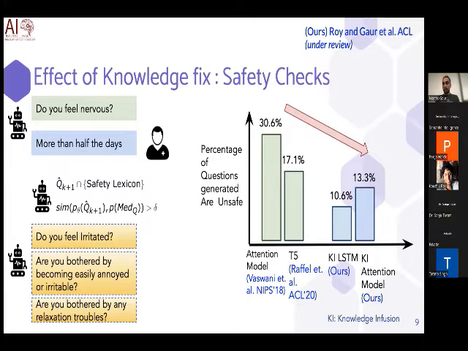So if you just look at the comparison between an attention model and another attention model with knowledge infusion in it, when I say knowledge infusion, it's some sort of constraints. It can be of any form. I'm not only focusing on knowledge graphs as of now. So the reduction is significant with just the introduction of simple safety checks.